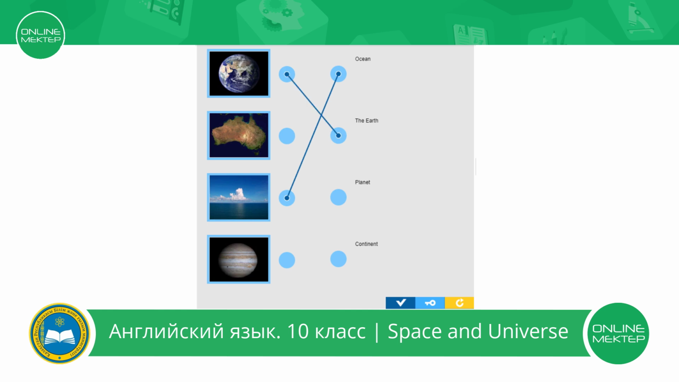Well done! Next word, planet. Can you see a picture of a planet? Well done! And the last one is continent. And you're right, this is a picture of a continent. Fantastic!